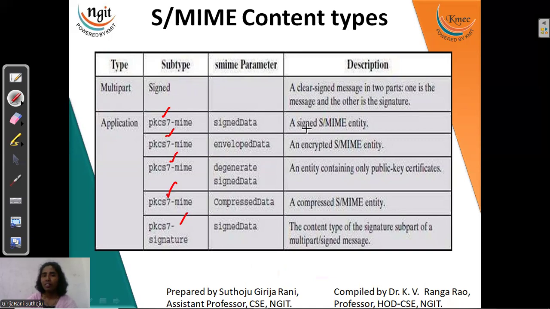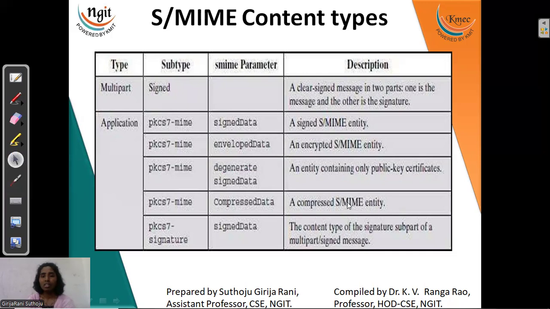Now, what is signed data? We are going to sign the data. Enveloped data is encryption of the data. Degenerate signed data: when an entity needs a certificate, we have to generate the signed data with one certificate attached. Next, compressed data is where we just use a zip algorithm. There is also signed data within, if we have any subpart content of the data. All these are content types that are extra compared to other algorithms in network security.